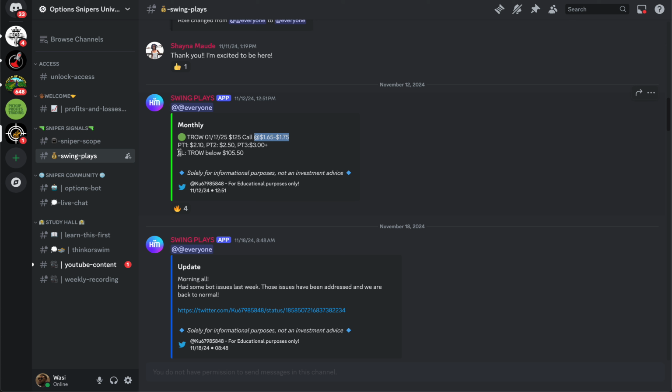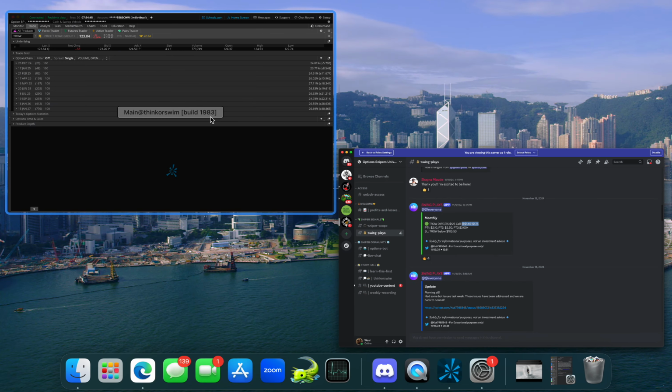Then we have our stop loss. Our stop loss is when the ticker price itself goes below $105.50. When we look at the profit targets and the premium price, that is for the actual options contract, so the options contract is going to show this amount. But the ticker price itself for TROW is going to show 105 and 50 cents. We're going to look at that right now. Let's go ahead and go into Thinkorswim.